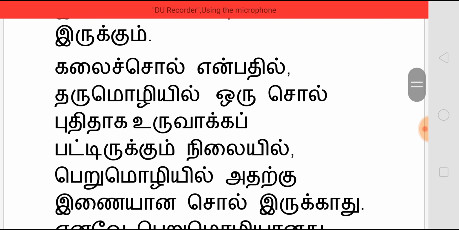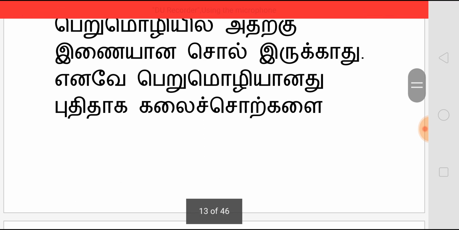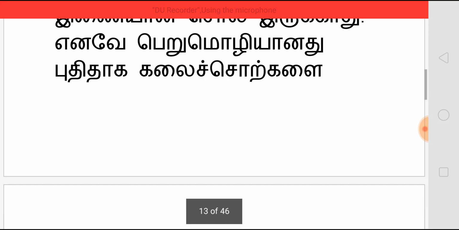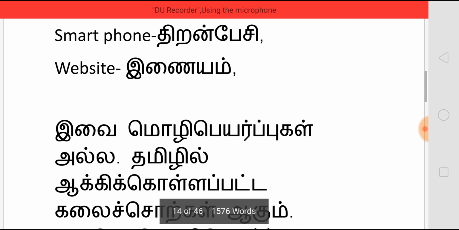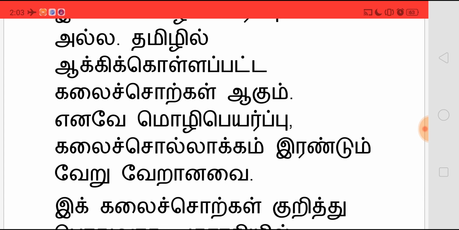But in Kalai Sol, if the Tharumori has one particular word, then an equivalent word will not be there in the Perumori. And therefore we have to make a new Kalai Sol, a new word in the Perumori. For example, cell phone we have made as Kaipesi, Alipesi. Smartphone, Thiranpesi, website, Inayam. Now these are not translations, these are the creation of Kalai Solkal, and this is different from மொழிபெயர்ப்பு. And Kalai Akkam is creating a new word for the word which is in another language.